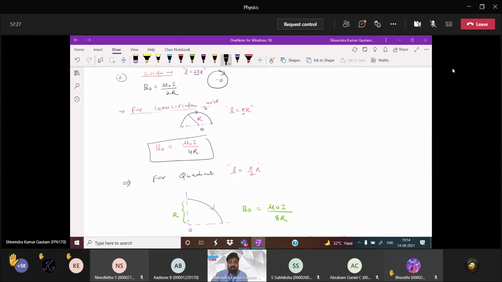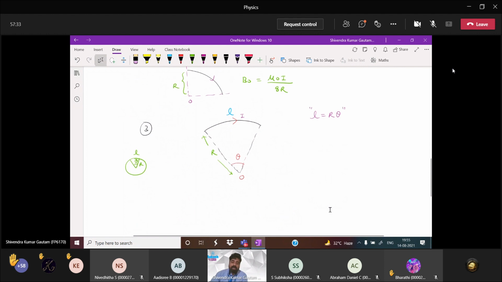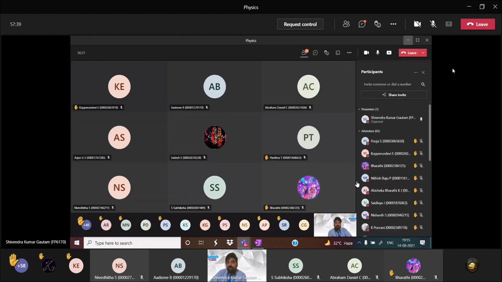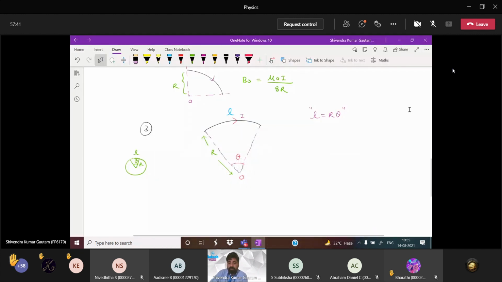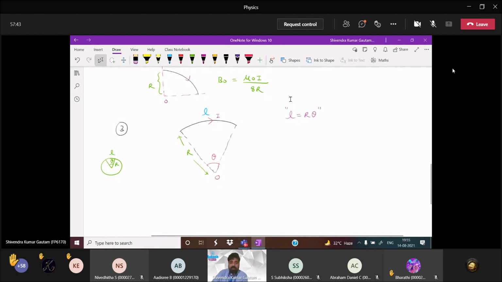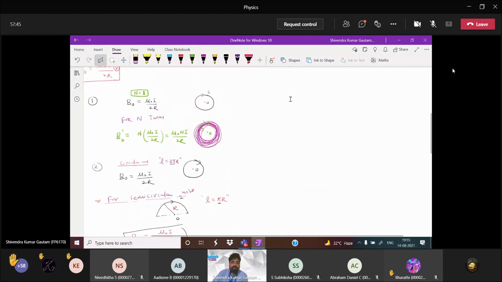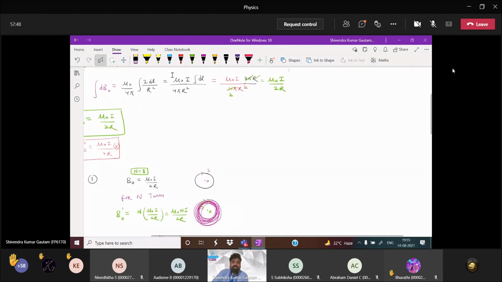For semicircular, theta is pi. For quadrant, theta is 2 pi by 2. Now for any arc, you tell me the angle is theta here. So theta into r is what? The arc length. Now if you put this length in the original derivation, instead of l, what will you write? Instead of 2 pi r, you will write r theta.